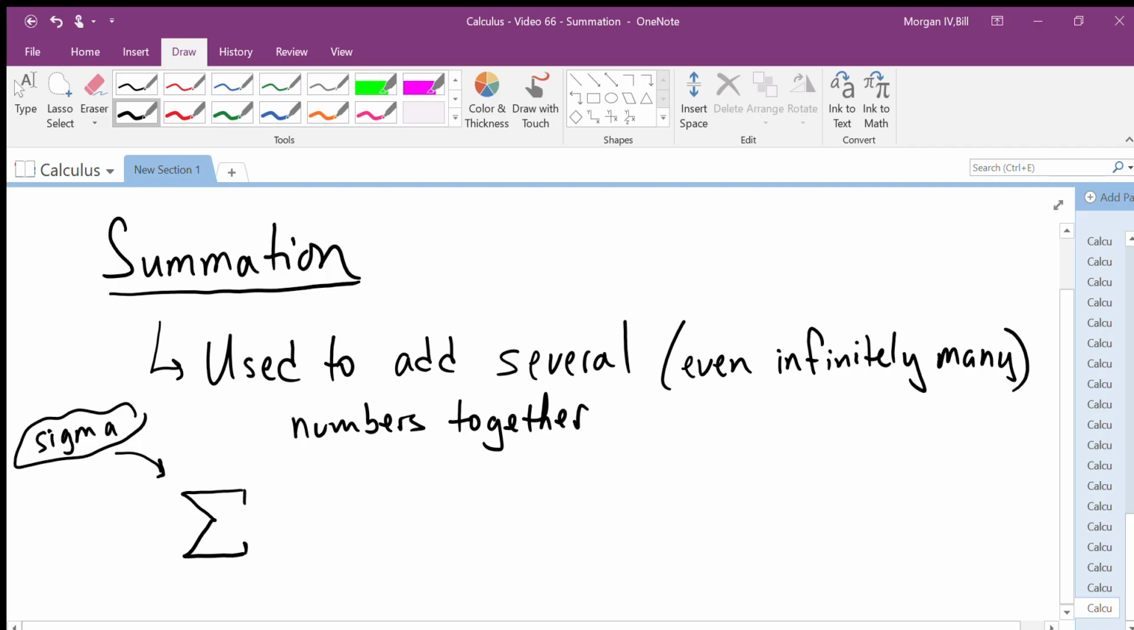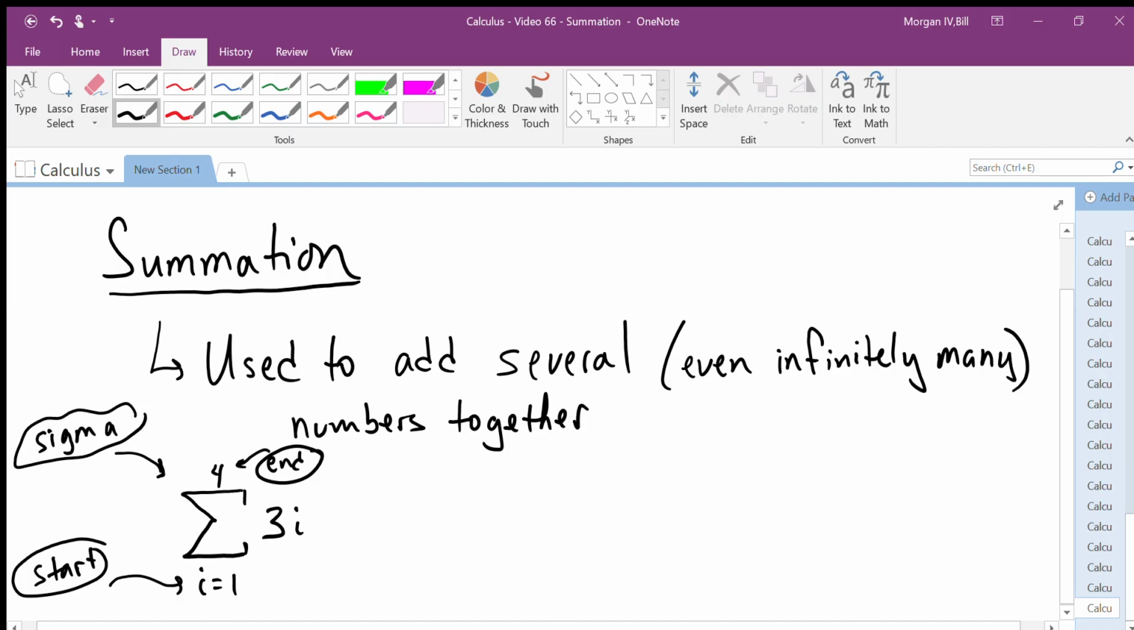Along the bottom is what's called our index. So in this case, I'll use the letter i. i equals 1. This is where we're going to start. And the top number is where we're going to end. So maybe I'll go from i equals 1 to 4. All right, that's where we're going to end. Of 3i.